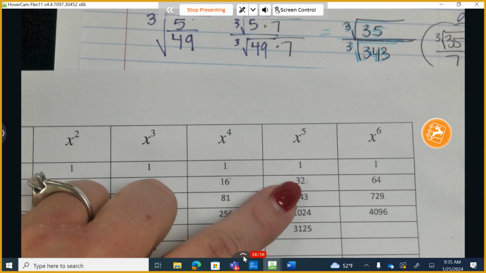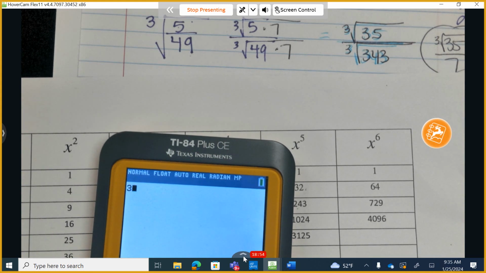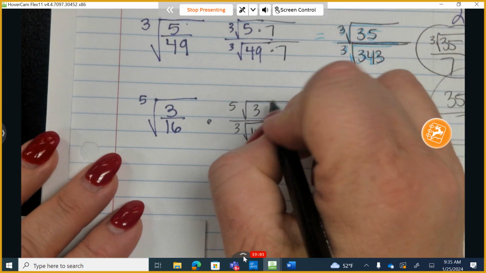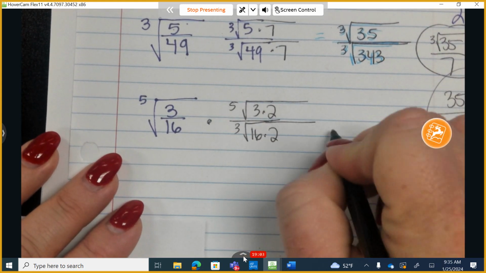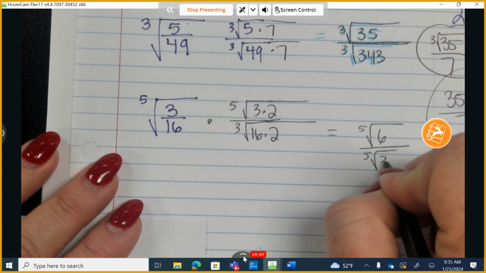So I'm going to start by taking 32, the larger of the two numbers, and I'm going to divide it by 16. If it's not a whole number, I go on to the next one. Ooh, it is. This is this magical number. So I'm going to multiply the top and the bottom by 2. Times 2, times 2, I have the 5th root of 6 over the 5th root of 32.